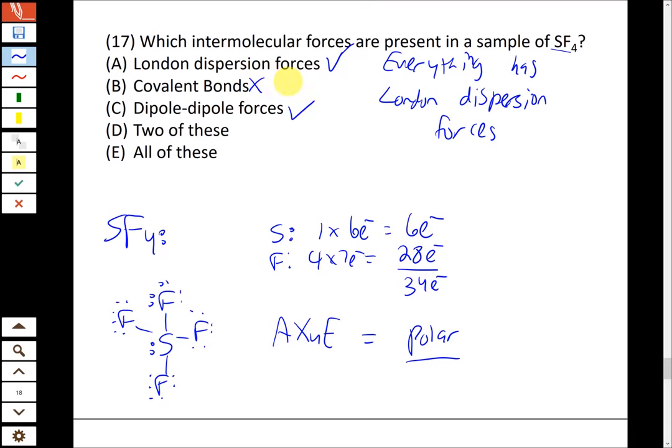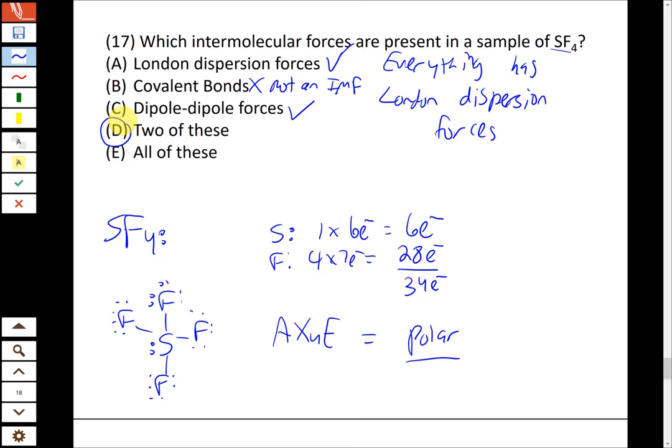We don't want to count covalent bonds because these are not intermolecular forces. This compound does have covalent bonds. It's 2 nonmetals, sulfur and fluorine, but that's not classified as an intermolecular force. It's classified as an intramolecular force, which is not relevant to this part of the course or to this particular problem. So the correct answer would be 2 of these. It has London dispersion forces just like everything else, and because it's polar, it has dipole-dipole forces. Choice B would not even be considered because it's not an intermolecular force.